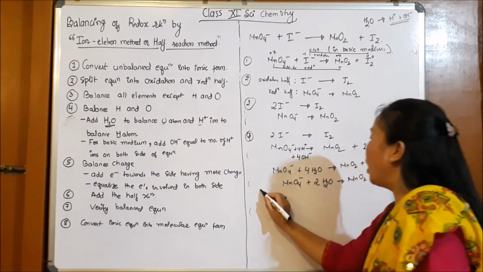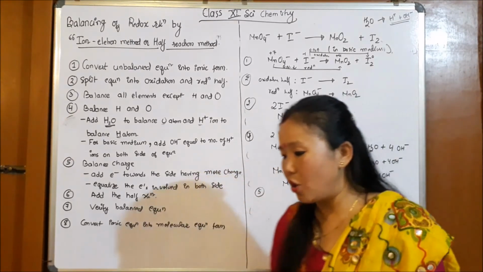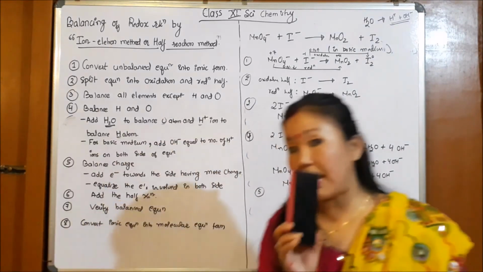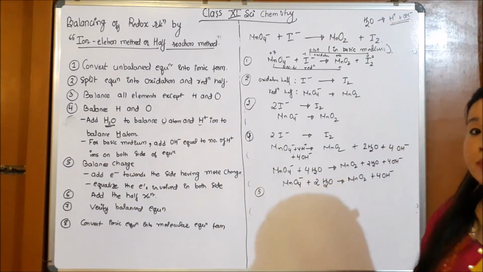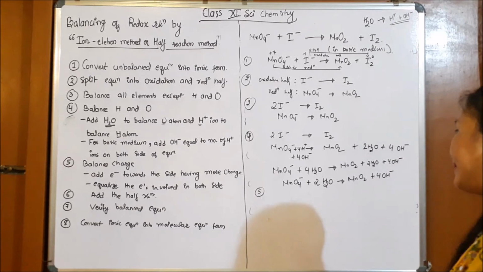So this is your reduction half. Now after balancing hydrogen and oxygen, we need to balance the charge. How do we balance the charge? By adding electrons.